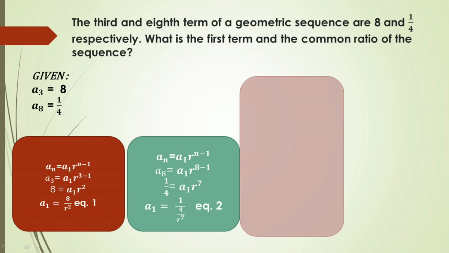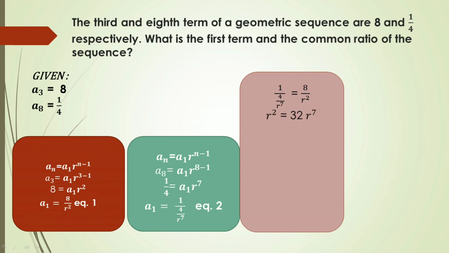Then combine natin yung second equation and first equation. Second equation equal to first equation. So 1/4 over r raised to 7 equal to 8 over r squared. Then do the cross multiplication. 8 times 4 r raised to 7 is equal to 32 r raised to 7, and 1 times r squared is equal to r squared. So we have to divide r raised to 7 on both sides. So r squared over r raised to 7 equal to 32.